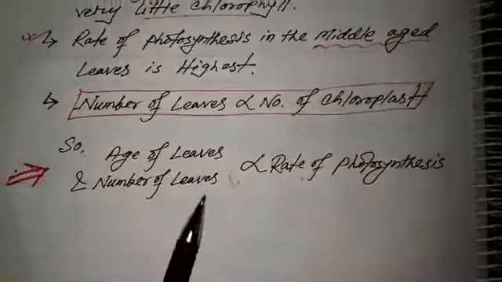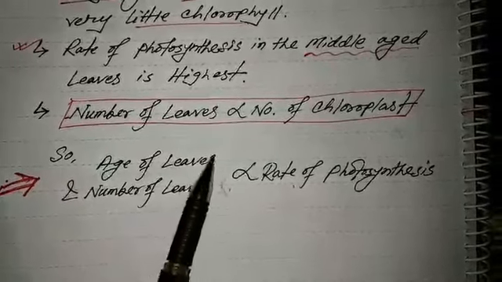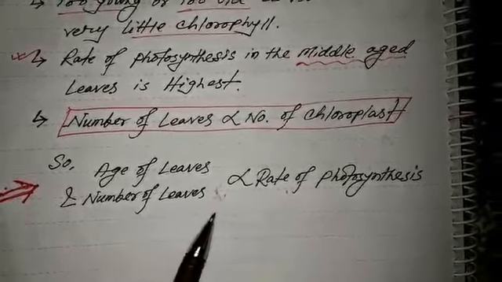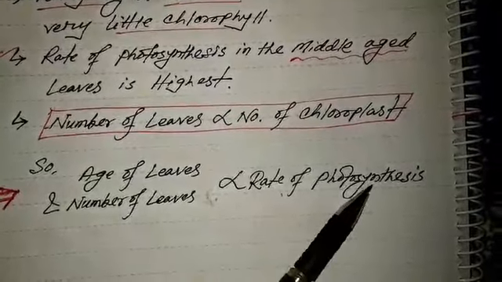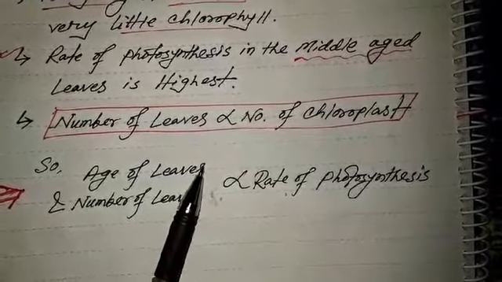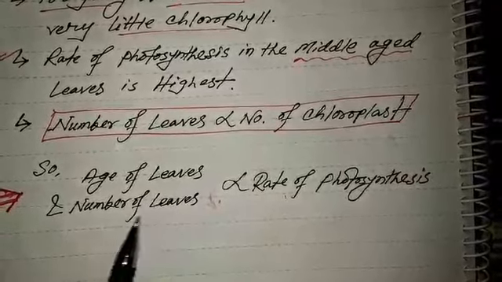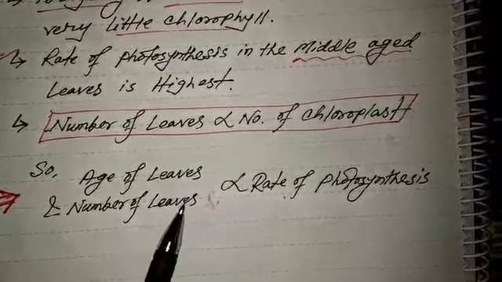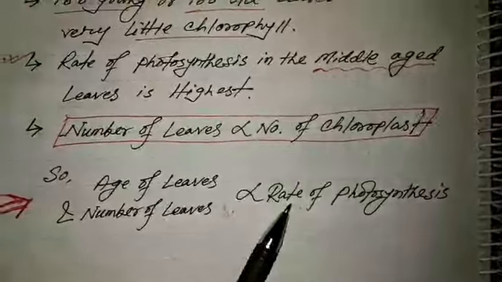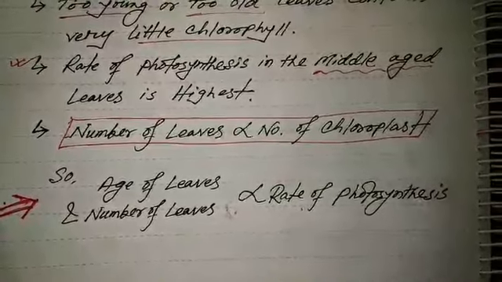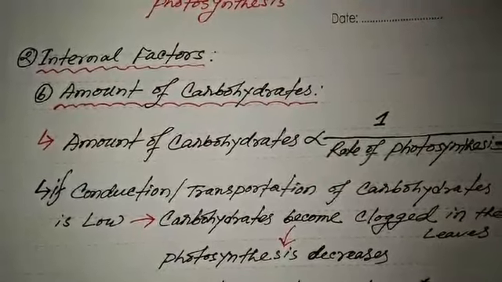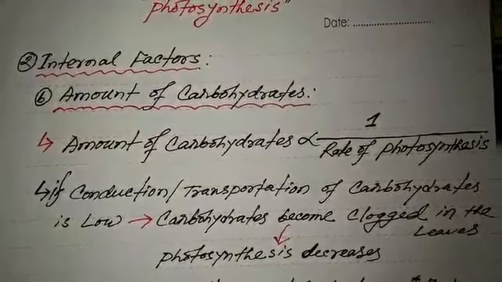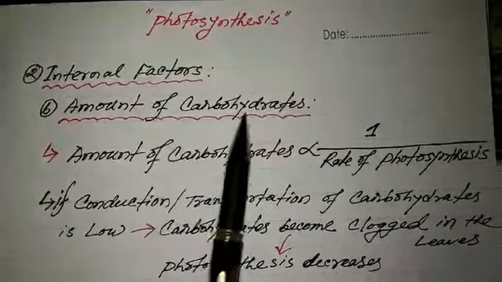Okay, so we can say the age of leaves and the number of leaves are directly proportional to the rate of photosynthesis. As the age of leaves increases, and as the number of leaves increases, the rate of photosynthesis will also increase. Okay, and there is another internal factor, and this is the amount of carbohydrates.